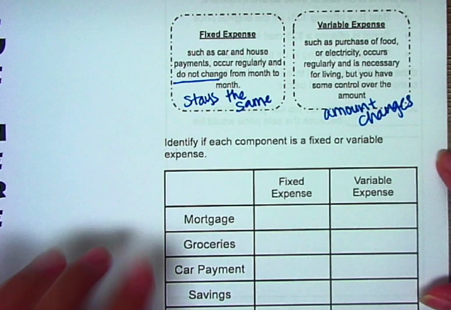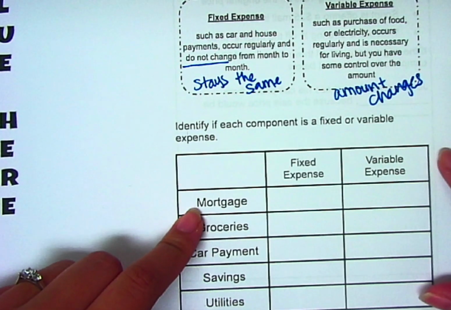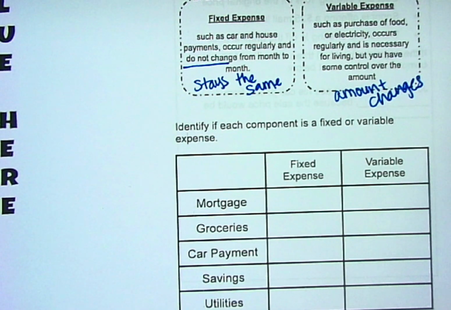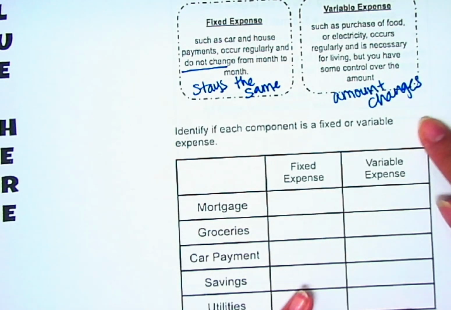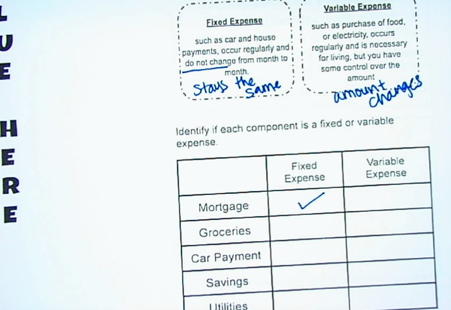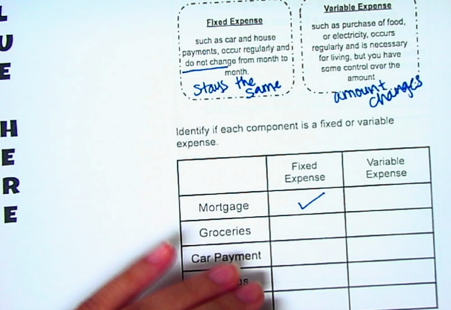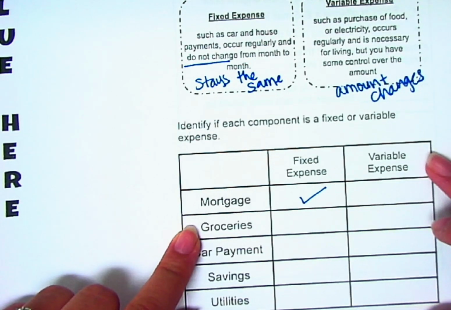So let's identify each component. Is it a fixed or a variable expense? The mortgage. Think about that for a second. Does that amount stay the same or does it change from month to month? Well, this one's a fixed expense. It does not change from month to month, okay? If you have to pay $800 a month for mortgage, it's going to stay the same each and every month until you pay it off.